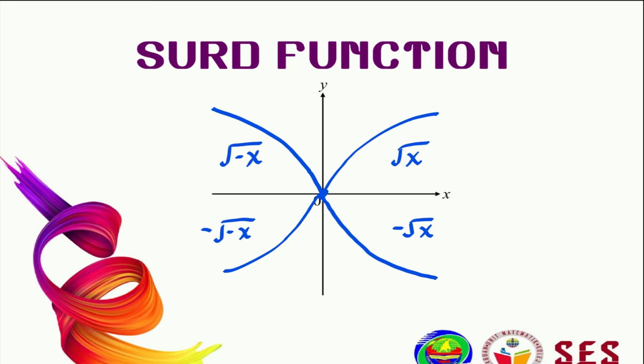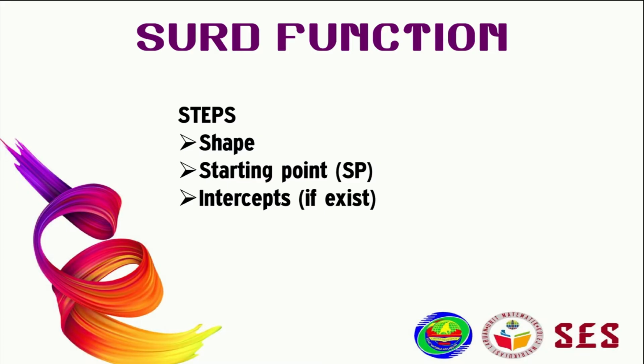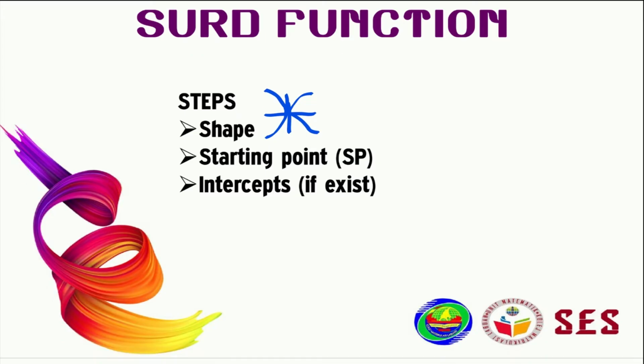In order to sketch the surd function, we need to consider these three steps. The first step, as usual, is to determine its shape. As we agreed earlier, we have four basic shapes: this one, or this one, or this one, or this one. Then we need to identify its starting point, and we also need to find the intercepts if they exist.